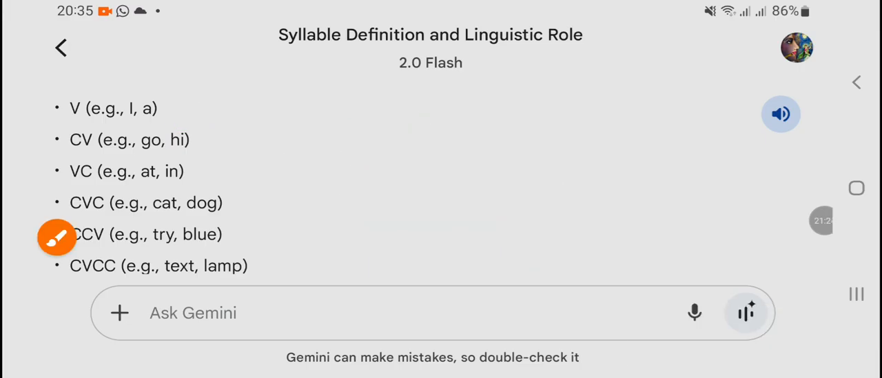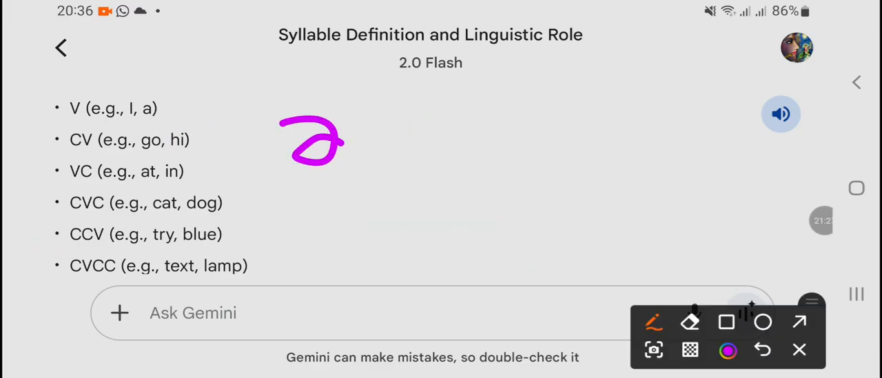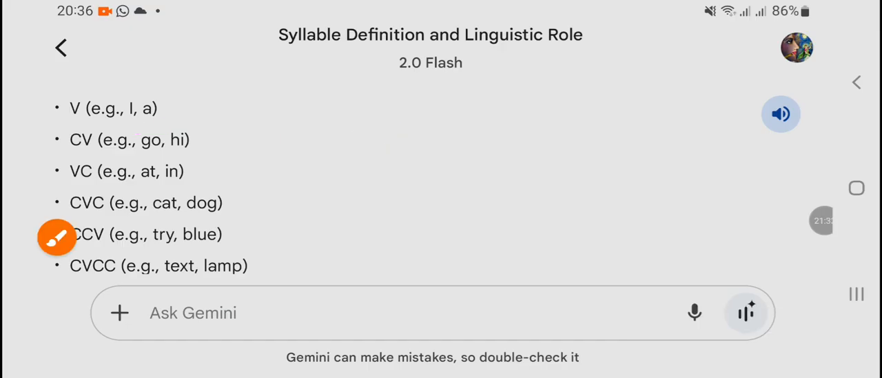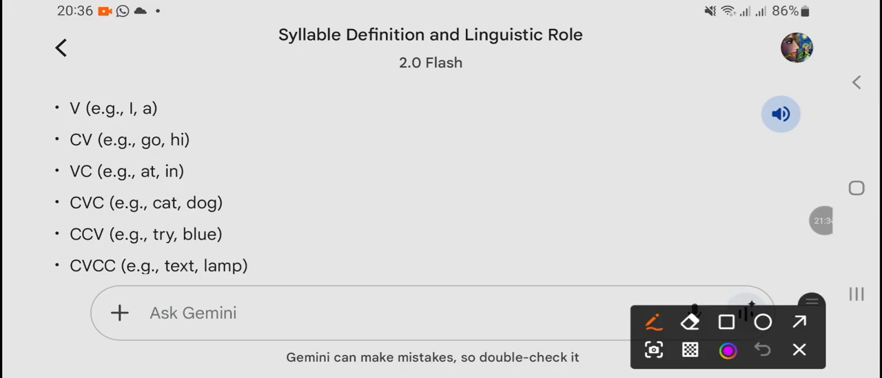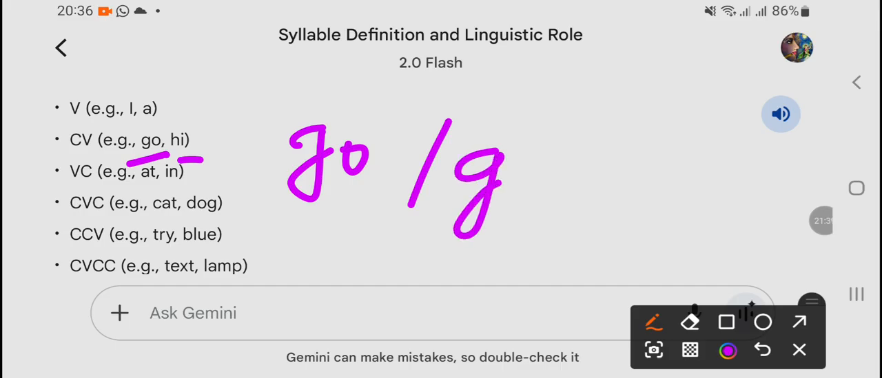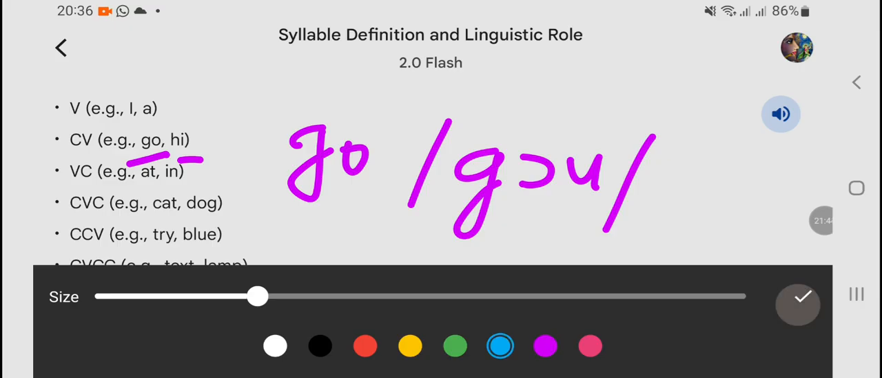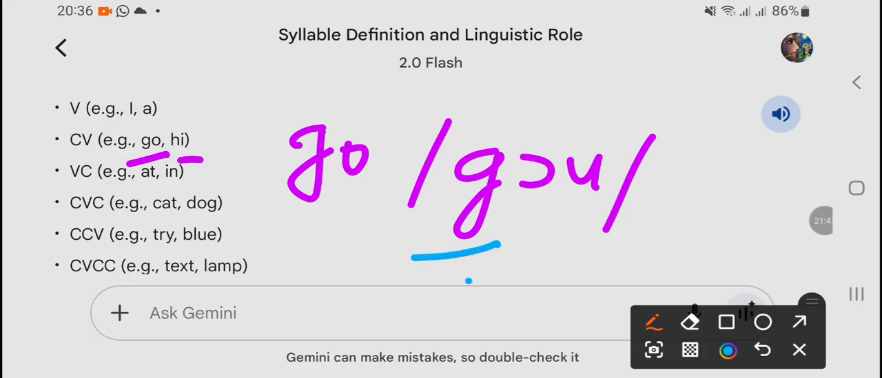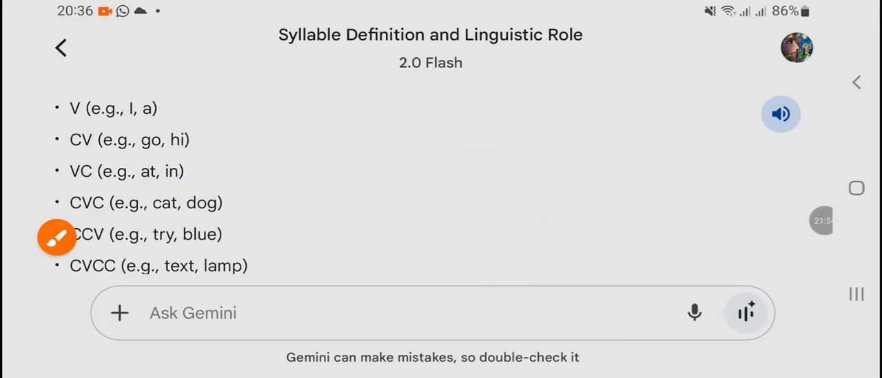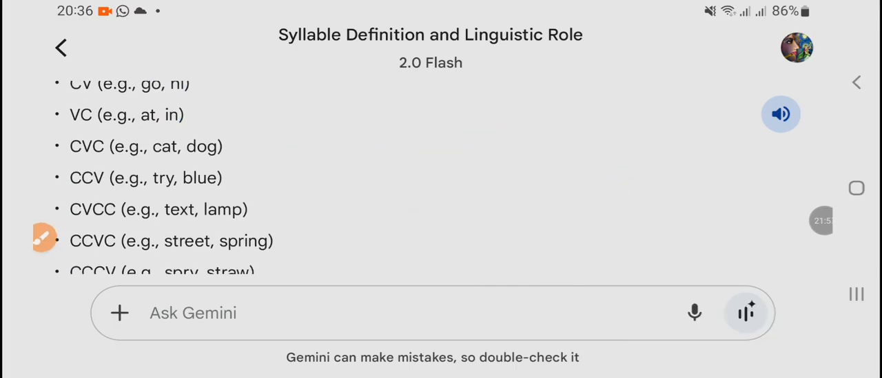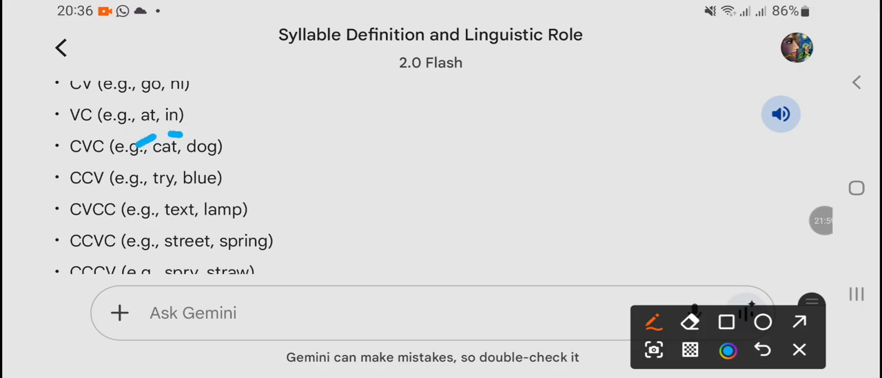Then "a", right? That is a vowel. Now CV: go. The phonetic transcription is go. Here we have seen that this is a consonant and this is a vowel. This is CV. Similarly, he, same example. Now VC. VC is at and in.